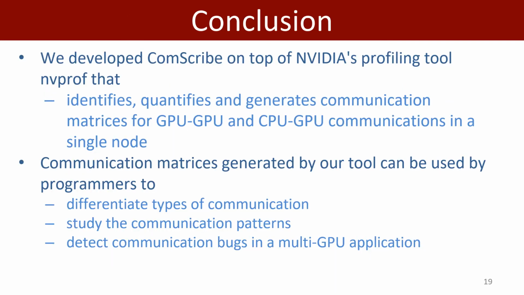In conclusion, our tool ComScribe can be used to identify, quantify, and generate communication matrices for intra-node communication. Not only can it be used to study the communication patterns of multi-GPU applications, it can also be used to differentiate communication types and detect communication bugs in these applications.